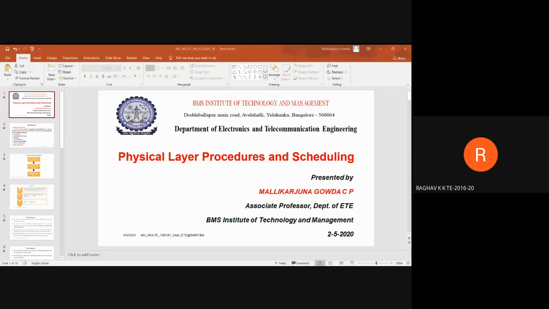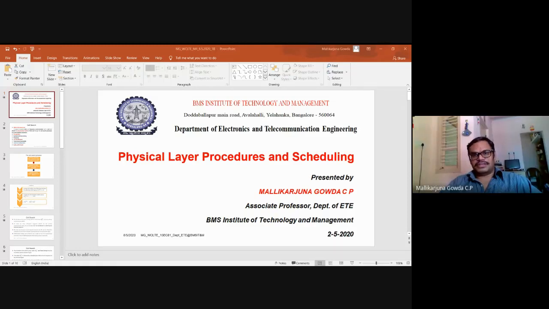PSS and SSS. Very good. Primary synchronization signal and secondary synchronization signal, right? I said those two are the synchronization signals used for doing the cell search operation in LTE. So I think others also should respond.